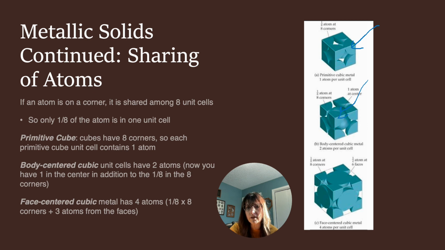You have the 1/8 on each corner. So 1/8 times 8 is 1 atom. And then on the face of each one, you have half an atom. So you have 1/2 an atom per face. There are 6 faces. 1/2 times 6 is 3. So you have 3 atoms on the faces, you have 1 at the corners. So if you have a face-centered cubic metal, it adds up to 4 atoms altogether.